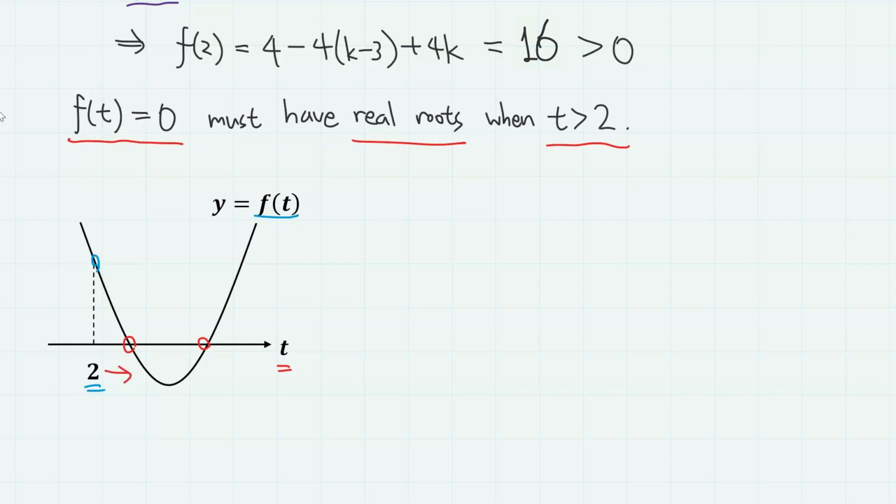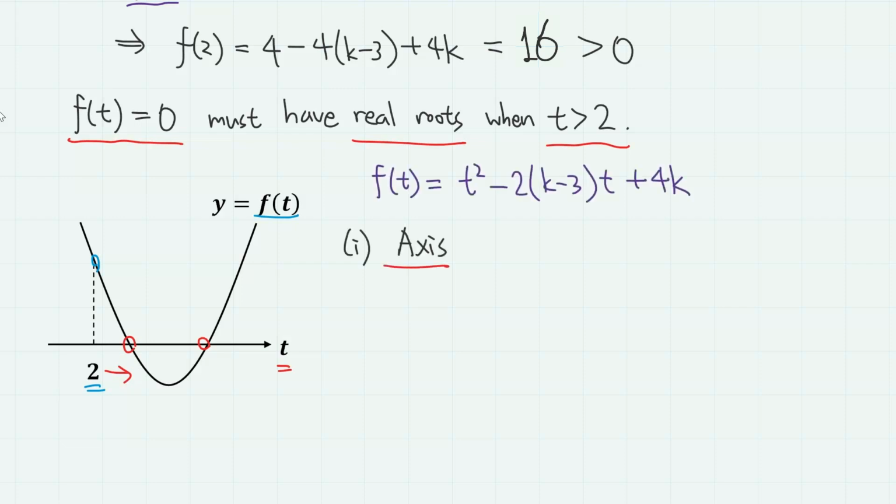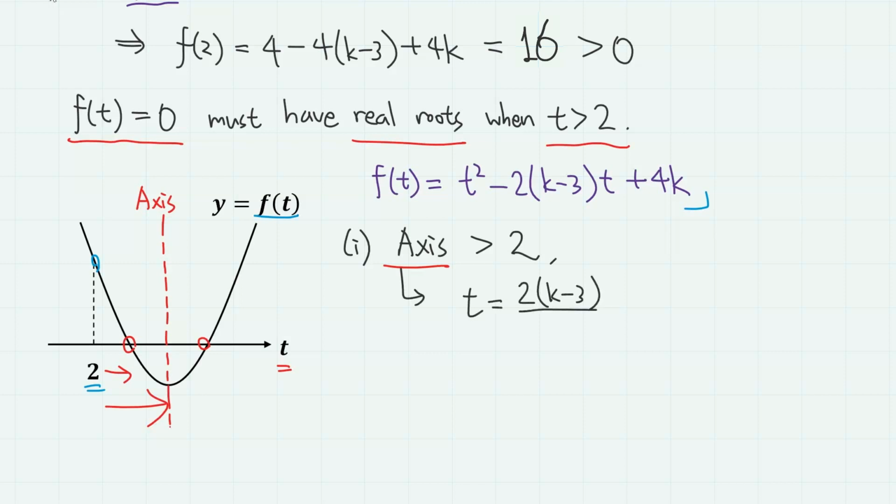In order for the graph to look like this, we need two additional conditions. First, the axis of the quadratic function must be on the right of t equals 2. So from the quadratic function, the axis is t equals (2k minus 3) divided by 2. Therefore, k minus 3 must be greater than 2. So we have k greater than 5. So we have this range for k.